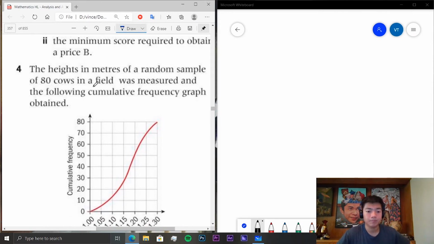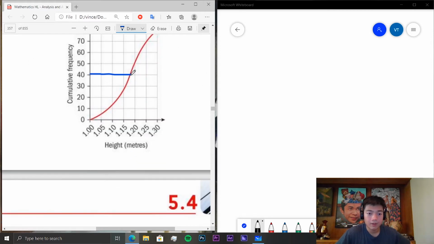But the median of this data would be, well, the maximum cumulative frequency is 80, the minimum is 0, so the median would be at 40. So we draw the line here. And then wherever this intersects, we draw this line down. Hopefully a bit straighter than I did. So let's draw that line down again. And I would estimate it to be 1.175. That looks like around the middle.